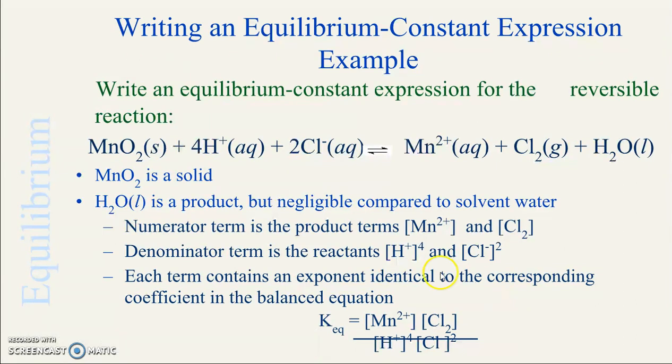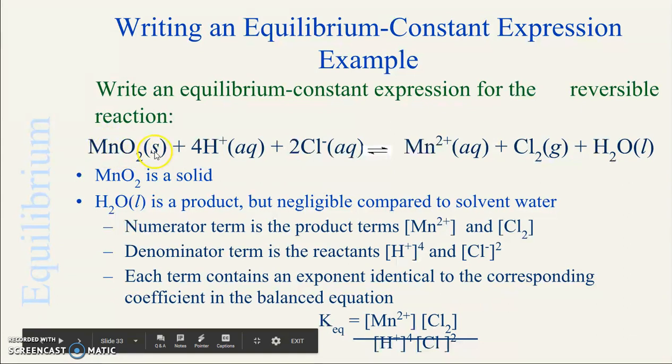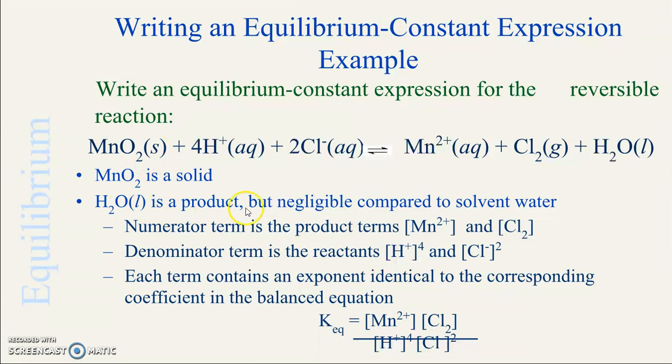It is a reversible reaction, but since MnO2 is a solid, we leave that out. And water, the liquid, is a product, but it's negligible compared to the solvent water, the water right here that actually has the stuff dissolved in it. So we leave this one out and we leave the water out.